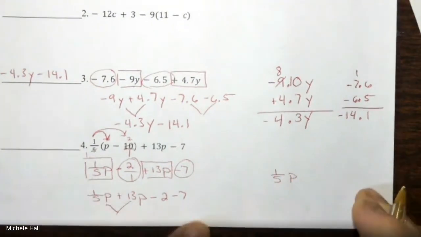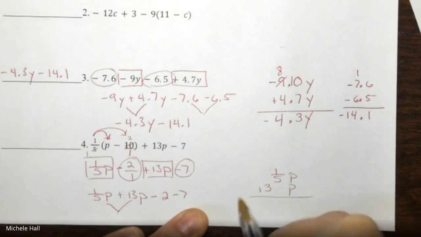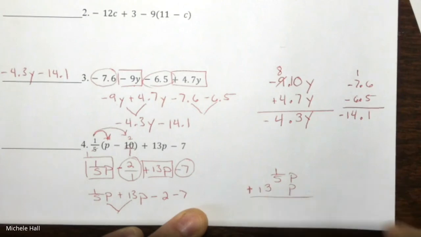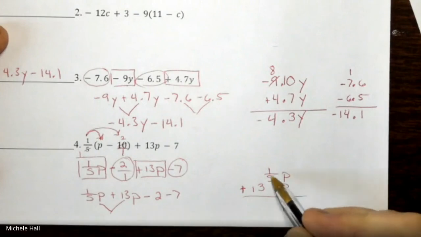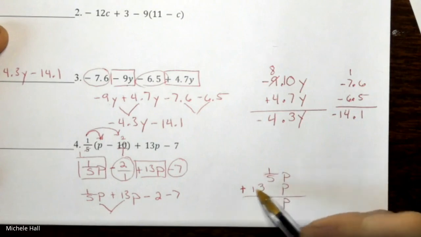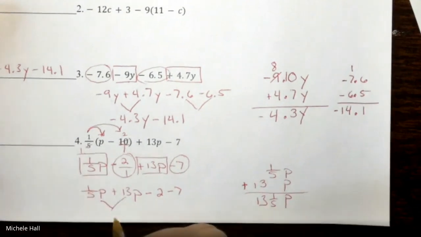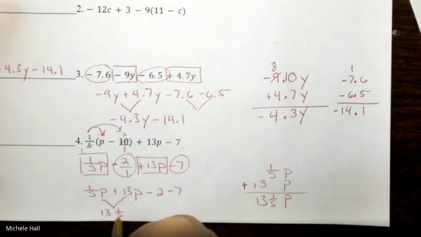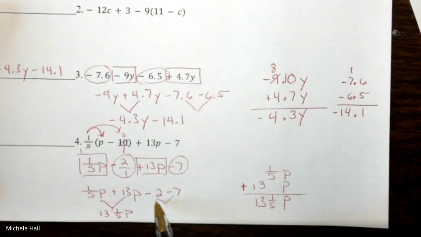And then I have 13p. This would be my whole number column. This would be where my variable goes. They are the same sign, so I'm going to add them up and keep the same sign. I'm adding them up. I have my p I bring down. 1/5 plus 0 is 1/5. 0 plus 13 is 13. 13 and 1/5 p. Now I would like to combine together my constants. Negative 2, negative 7, those are the same signs, so I add them up and keep the same sign.